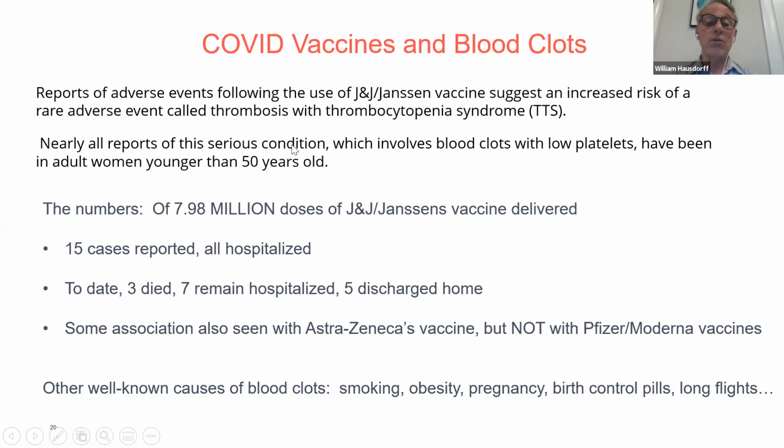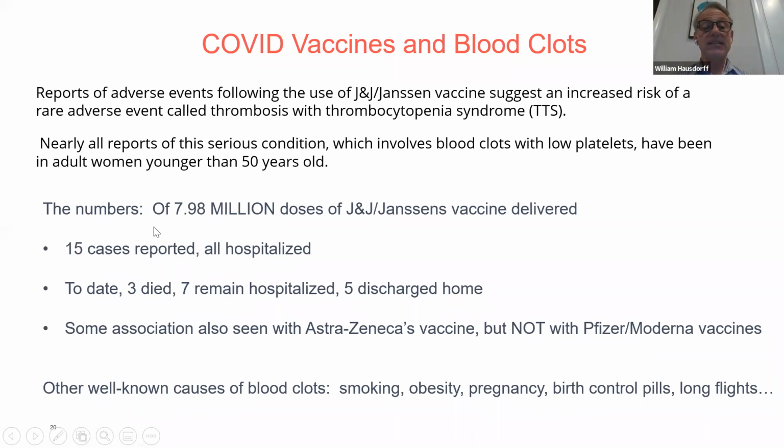Nearly all the reports of this condition, this is from the CDC, have been in adult women younger than 50. For some reason, unclear, that's when they've happened. That's only about half the population. But here are the numbers. There have been 8 million doses of this vaccine delivered in the US, or maybe worldwide, but I think the US. Of that, there have been 15 cases of this severe condition. All these people were hospitalized, so this is not something mild. This is not your mild COVID. To date, 3 people have died, 7 are still hospitalized, and 5 recovered and were sent home.